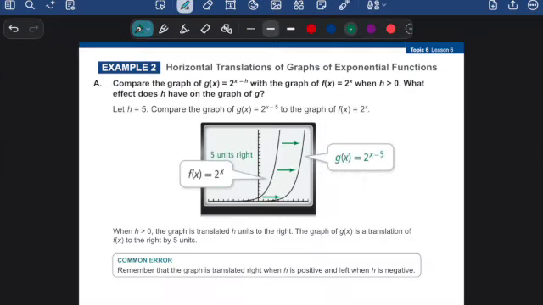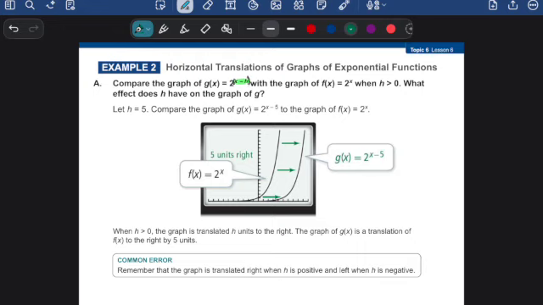Example 2, horizontal translations. So if we're talking about horizontal translations, we're moving along the x-axis. That means we are going to be changing our input. We're changing inside the parentheses. So you can see here, that's modeled with this x minus h. Now there's a change inside those inputs, inside the little invisible parentheses that we would have.